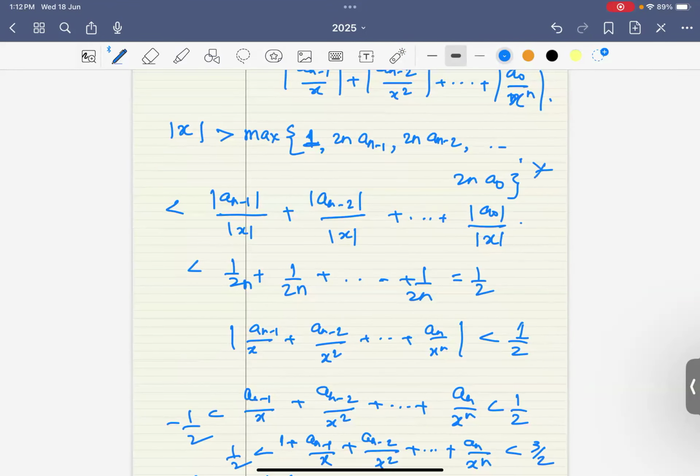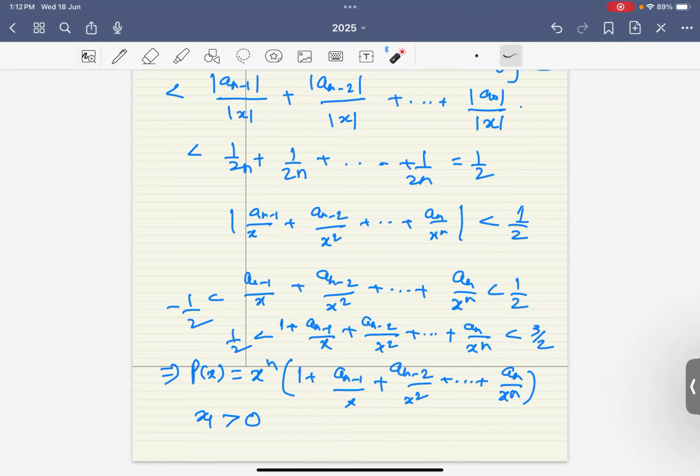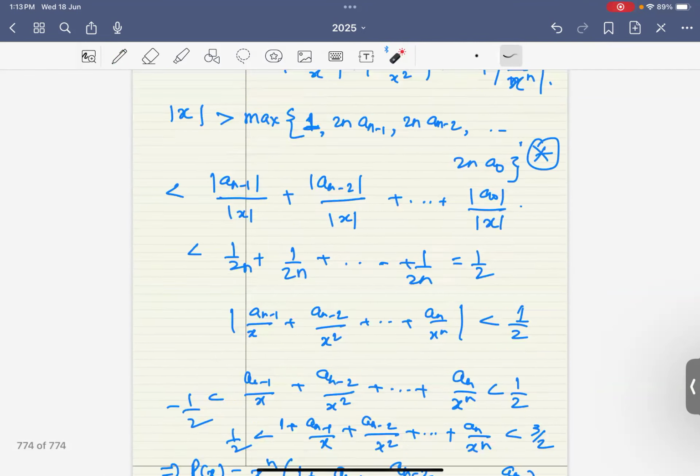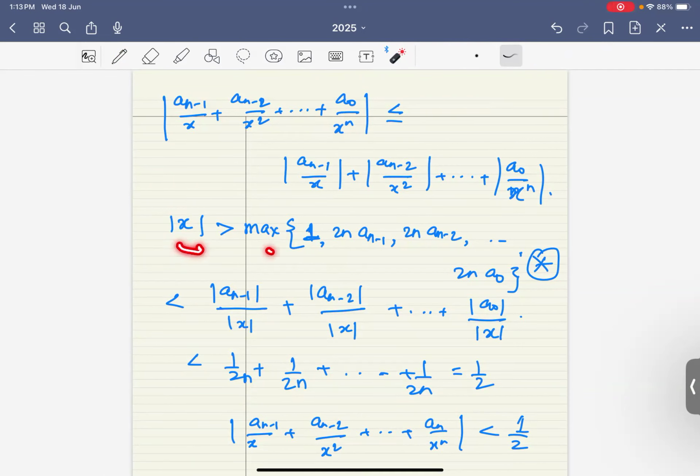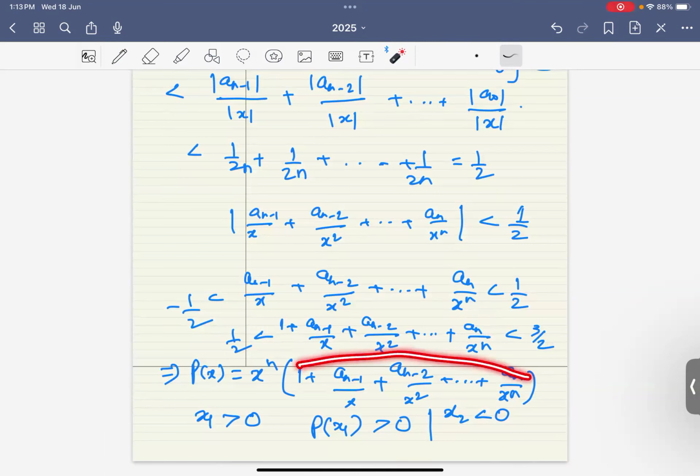And if this number is positive, then find an x1 which is positive and satisfies this criteria. Then obviously p of x1 is going to be positive, because this number is positive, x1 is positive, and n is odd. Similarly, you can find an x2 which is negative and for which mod of x2 is greater than the maximum of these numbers. Again, this number is positive, x2 is negative, and n is odd, so this quantity becomes negative, so p of x2 is negative.